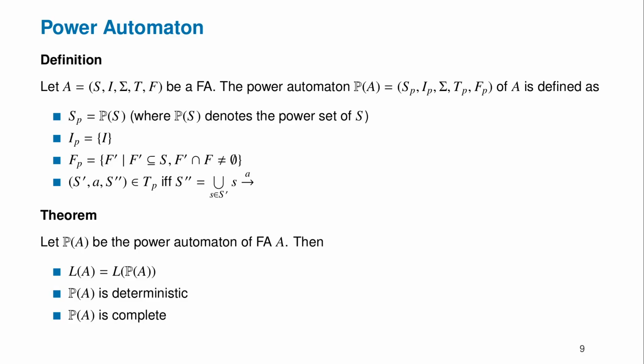If we have a state S prime that contains some states of the original automaton, then from this state S prime with symbol A, we target a state S double prime, where S double prime is simply the union of all the states that are reachable from a state from S prime with A. So we collect all the states that are reachable with an A. Okay, so let's have a look at an example, then it should become more clear how this construction works.